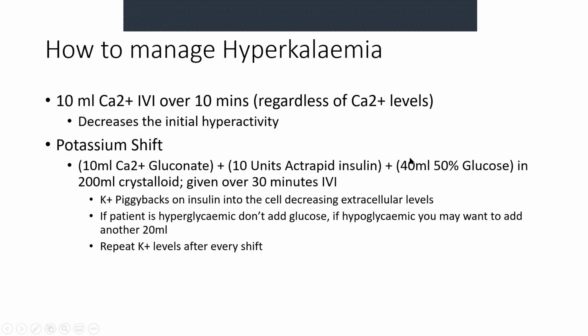Now, if your patient is hyperglycemic already, don't add the glucose. It's no use. It's not going to help. In fact, you're just not doing any harm, but you're just wasting the glucose. If a patient's already got a high glucose level, just give them the act-rapid plus calcium gluconate. And if hypoglycemic, you may want to add even 20 or 40 mg in some cases. But what I would suggest is that you keep your patient on a 5% glucose drip in any case, but this may not be enough, especially if you're giving this over 30 minutes.